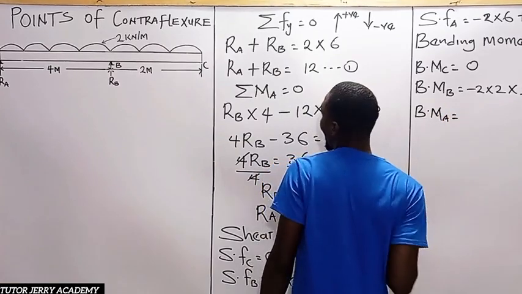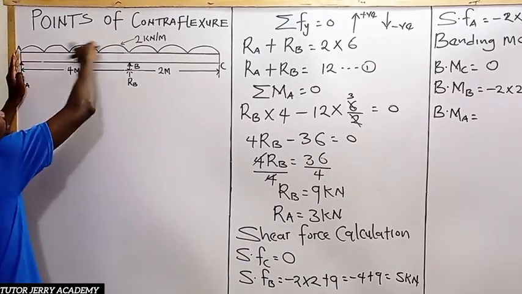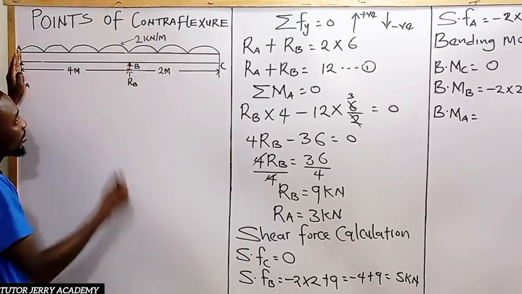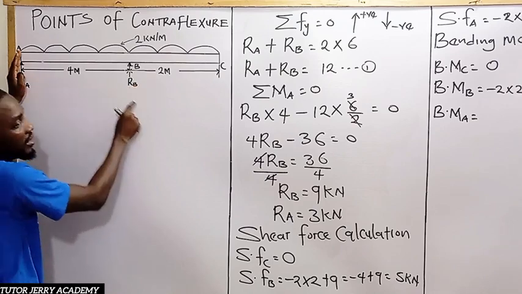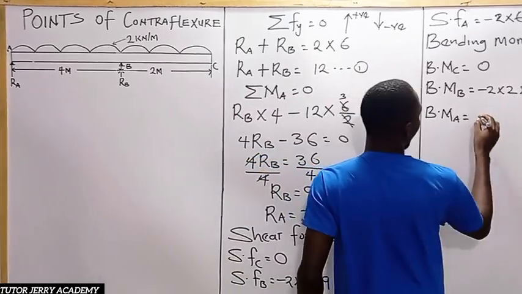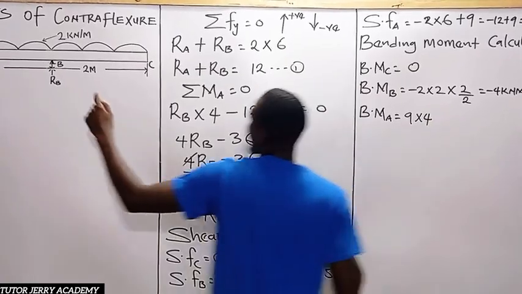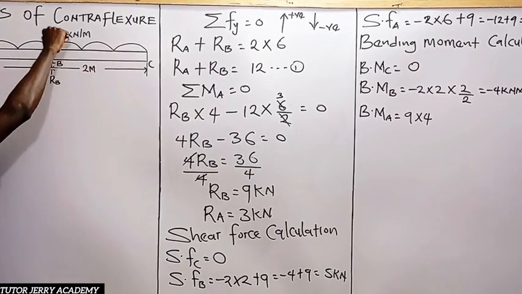All right, bending moment at point A. If we stand at point A here, we have a uniformly distributed load, which is 2, or you can start with the reaction at B times 4. And our reaction at B is what? Our reaction at B is 9. So it's going to be 9 times 4.